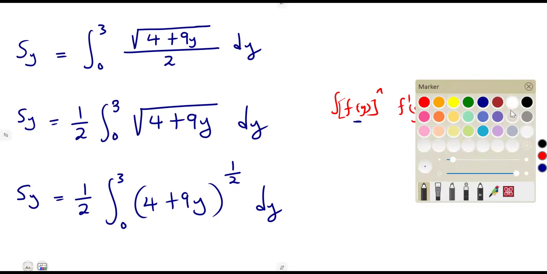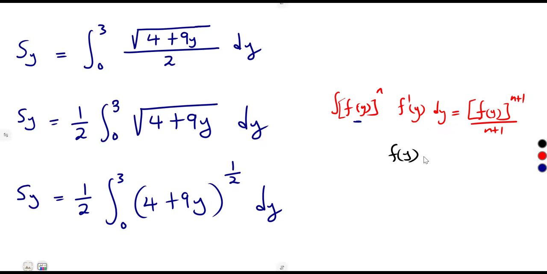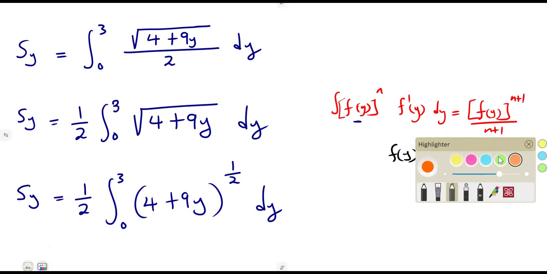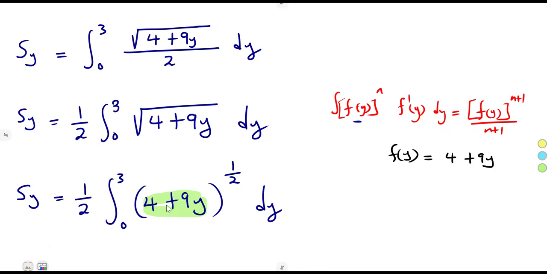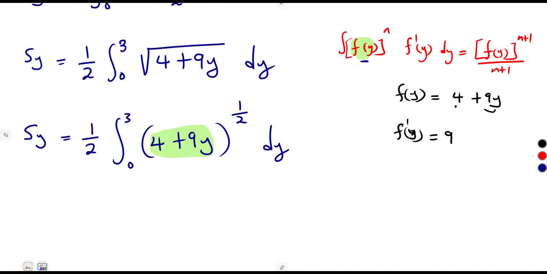This is our f of y, the one that is raised to the exponent of a half. I want you to see this. Your f of y is what? 4 plus 9y, the one inside the bracket. So we must have its derivative. The derivative is what? That's a 0 here, and 9y is going to give us 9. So we were supposed to have a 9 here, times a 9.